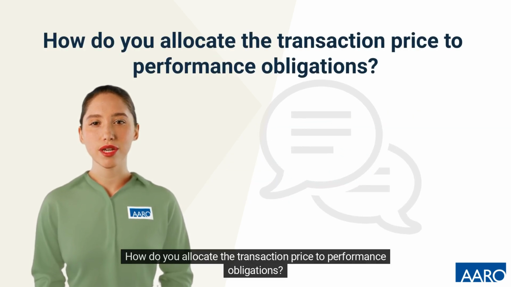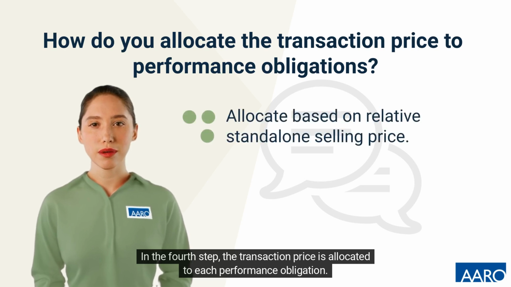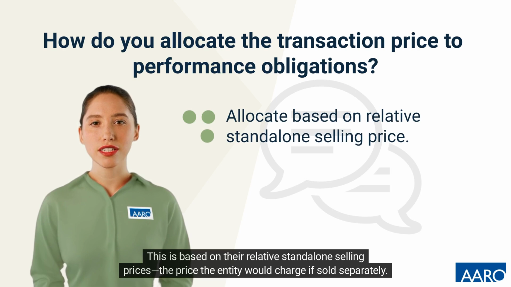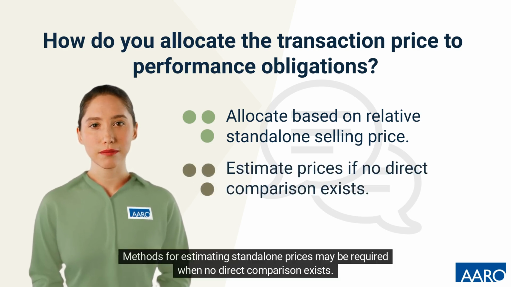How do you allocate the transaction price to performance obligations? In the fourth step, the transaction price is allocated to each performance obligation. This is based on their relative standalone selling prices, the price the entity would charge if sold separately. Methods for estimating standalone prices may be required when no direct comparison exists.